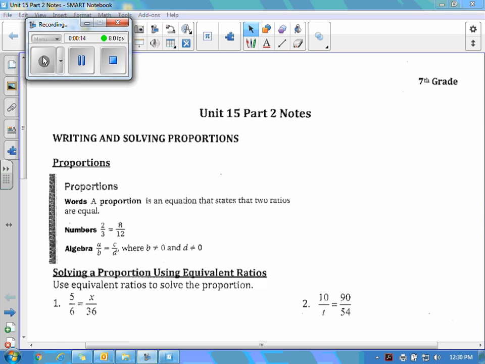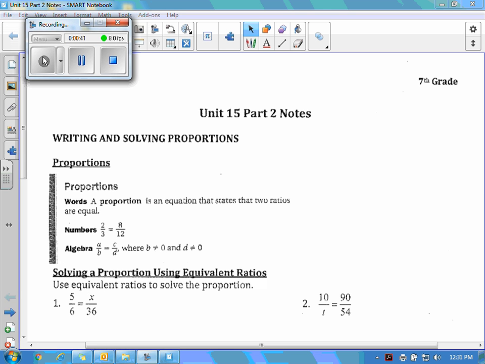In Part 1, we talked about ratios. Ratios are 2 quantities that are compared by division. Remember, we can write ratios in 3 ways. We can use the word "to", we can use a colon, or we can write them as a fraction. All of those are ways to write a ratio. A rate, if you remember, is a ratio that compares 2 quantities with different units that are measured in different units. And then a unit rate is when we have a denominator of 1.